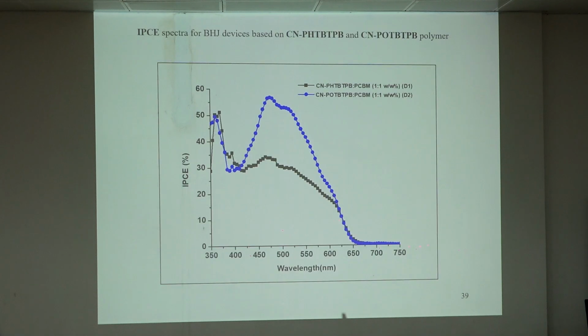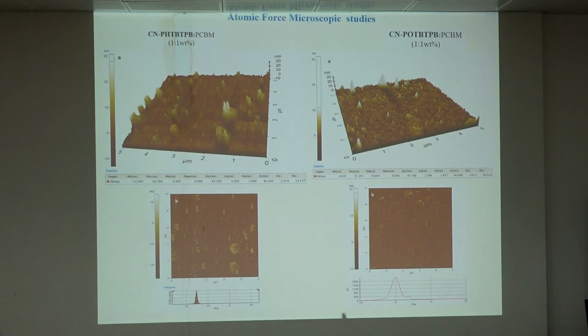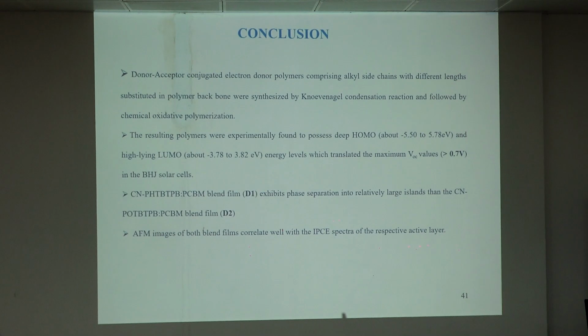Okay, so we calculated IPC. In AFM we can see more roughness for the organic molecule compound because solubility plays a role. So the conclusion is that this compound is tuned to around 680 or 690 nanometer. The band gap is 1.87, so that may be a good application.